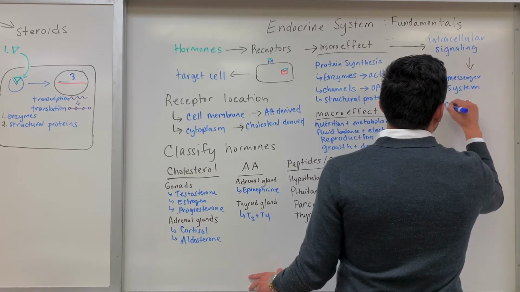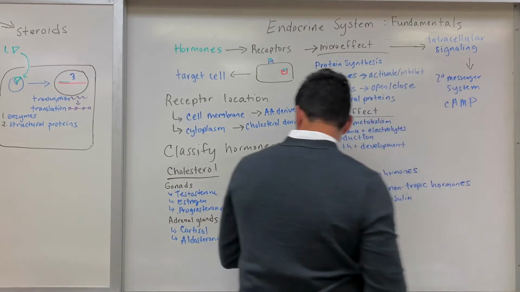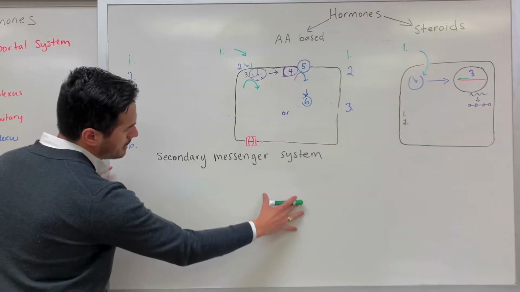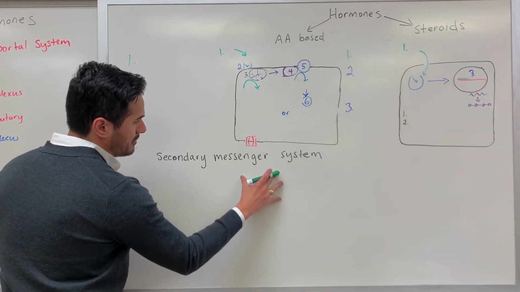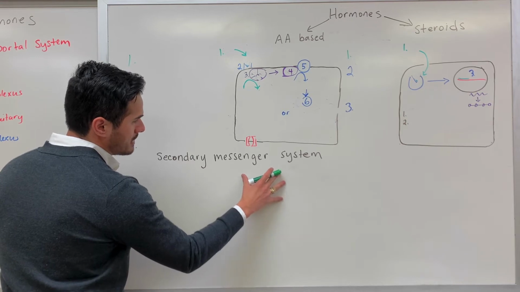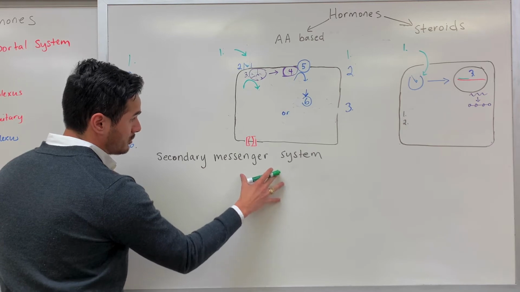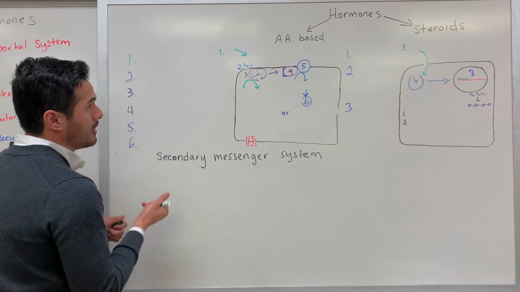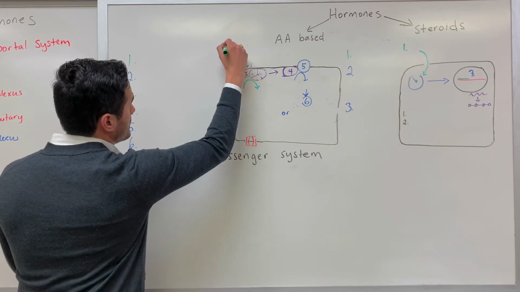So we'll talk about something known as cyclic AMP. Now let's talk about secondary messenger systems. The specific secondary messenger system that we're going to discuss relates to cyclic AMP and what's known as G protein coupled receptors. So for amino acid based hormones, we have our hormone here.